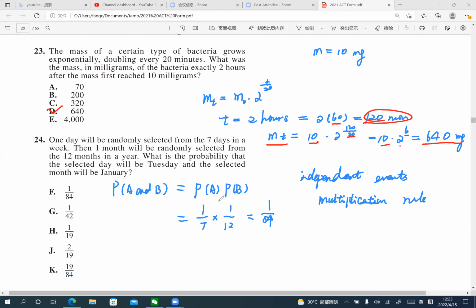If we use P of A to represent the probability of the first event, selecting 1 day from 7 days, we use P of B to represent the probability of the second event, selecting 1 month from 12 months. According to the multiplication rule, P of A and B should be equal to P of A times P of B. So P of A is 1/7, P of B is 1/12. So we get 1/84. So we should choose option F.